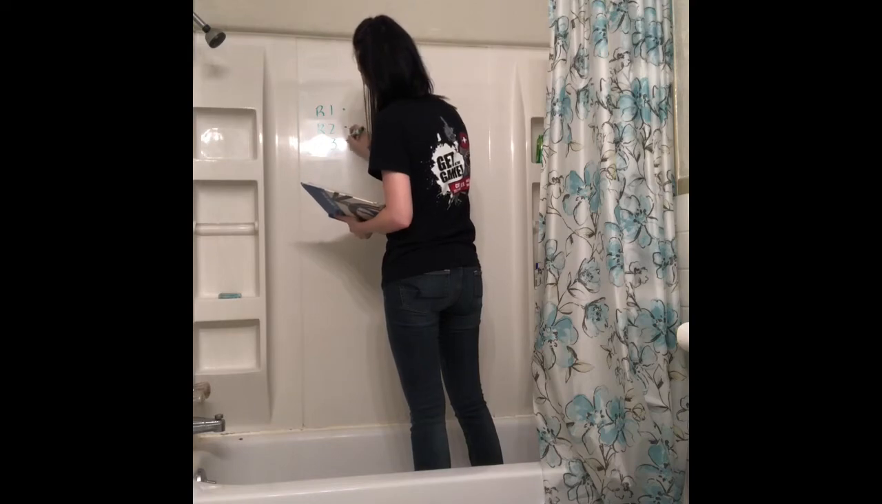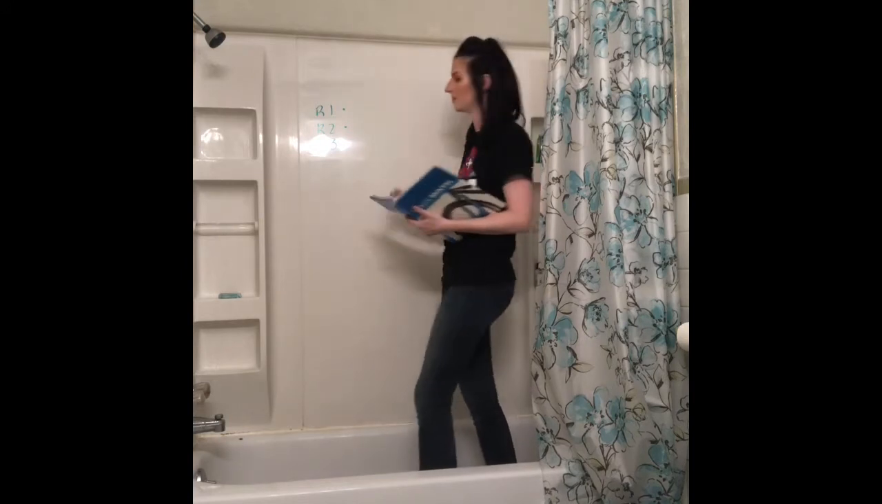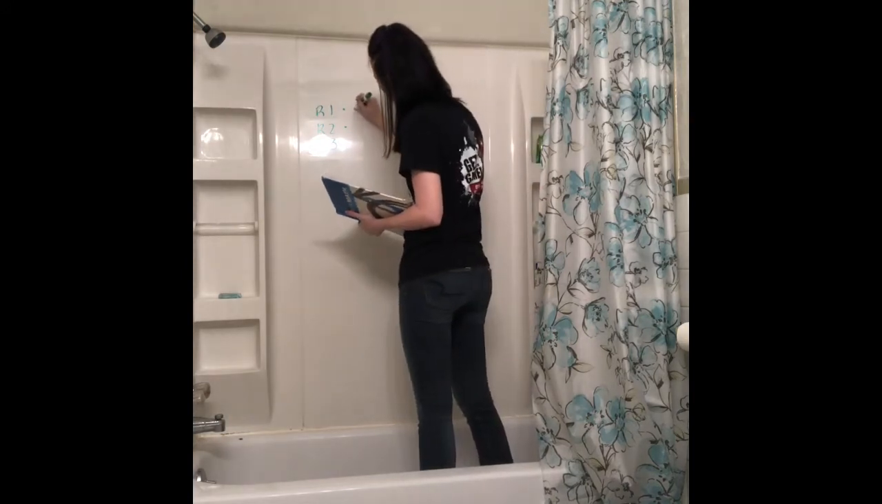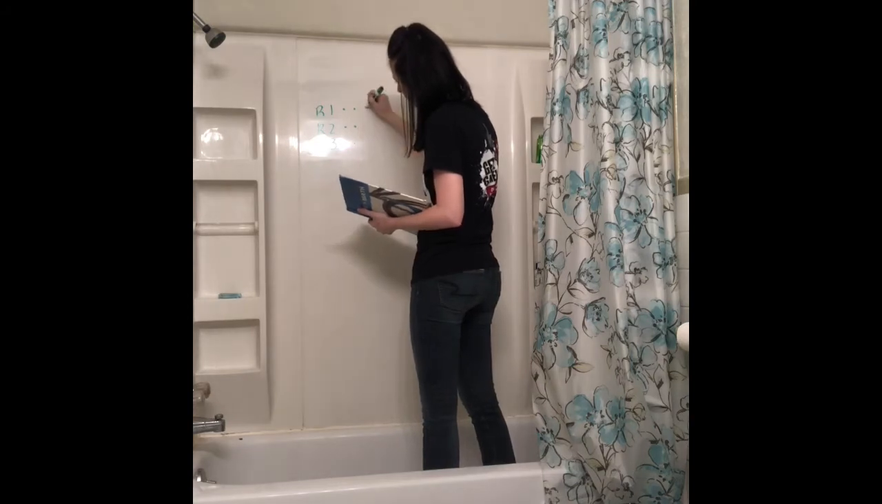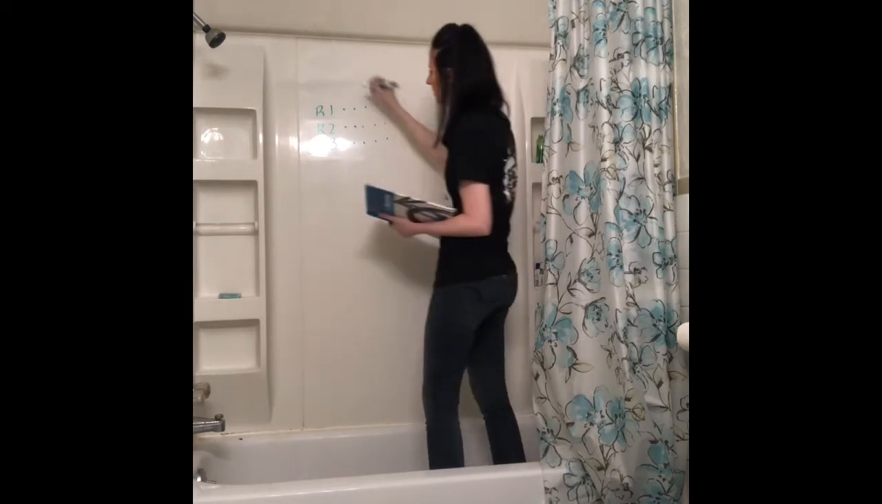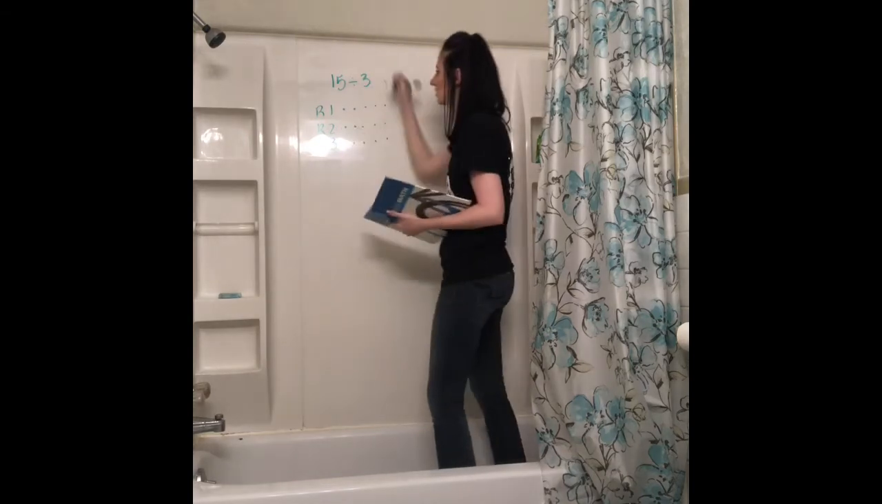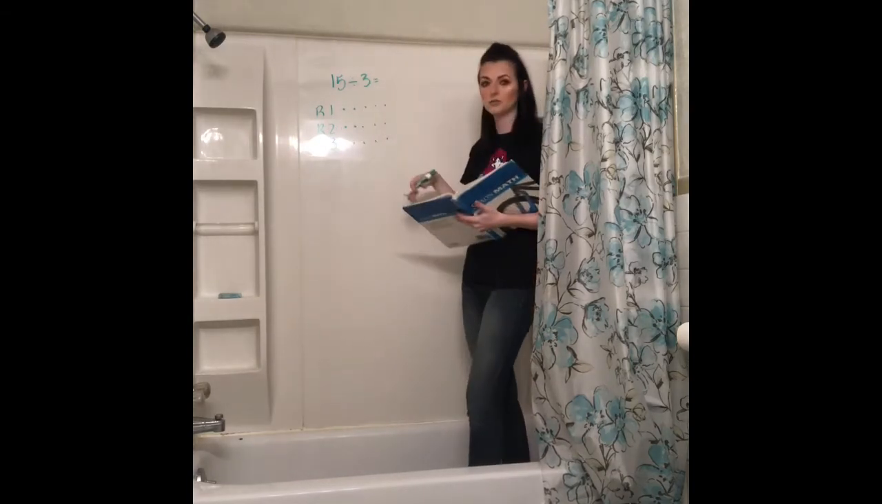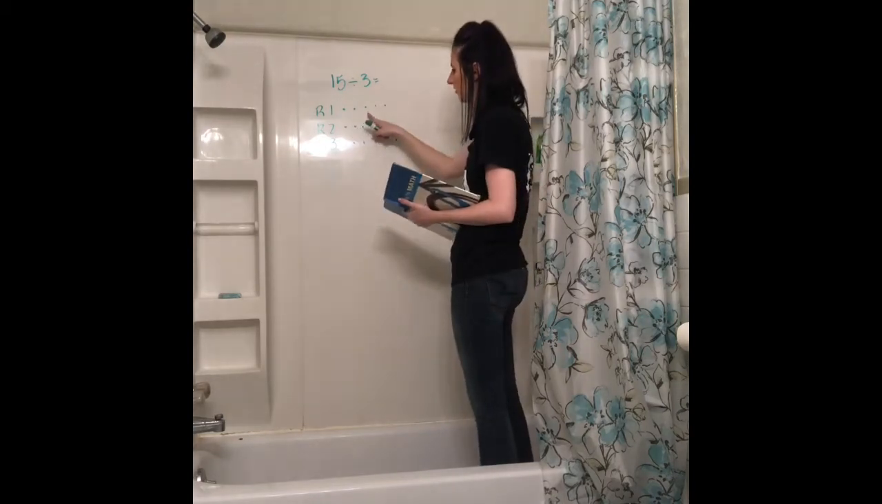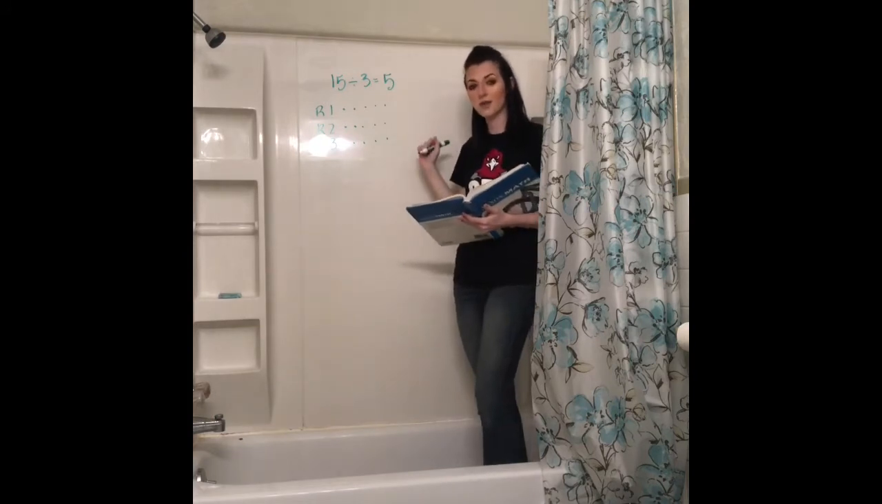So I'm going to just start by putting 1 in each and keep going until I get to 15. So that's 3, 4, 5, 6, 7, 8, 9, 10, 11, 12, 13, 14, 15. So we had 15 students divided by 3 rows. How many are in each row? Let's count. 1, 2, 3, 4, 5. So 15 divided by 3 is 5.